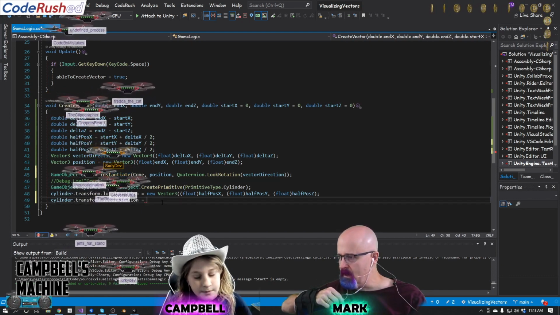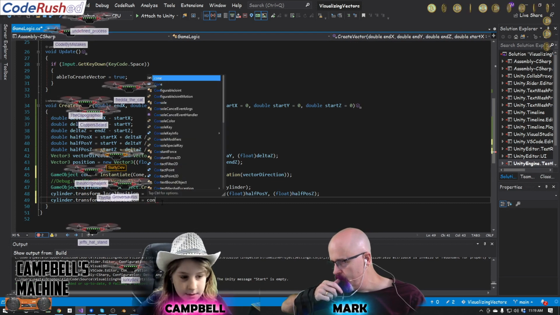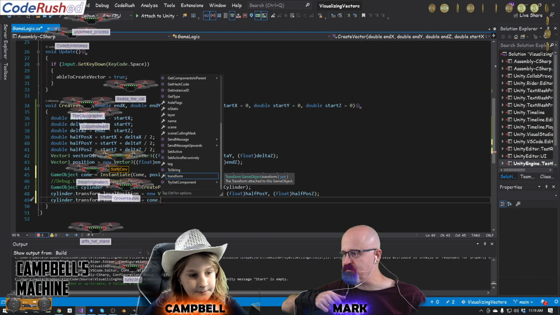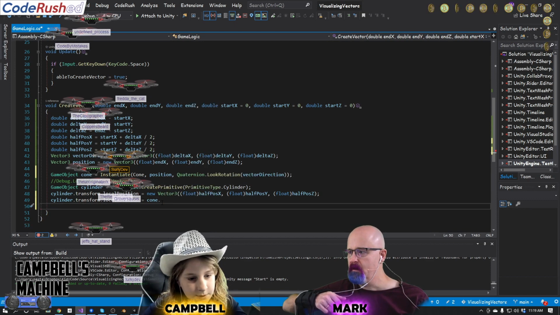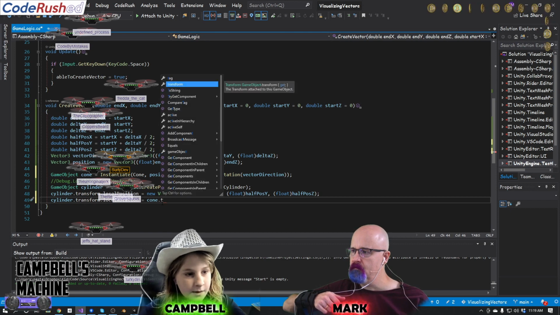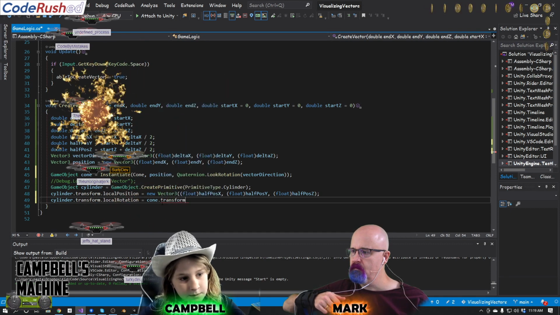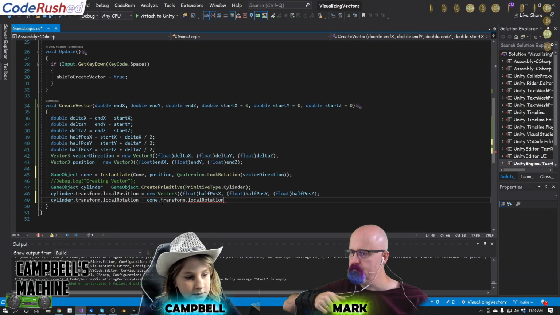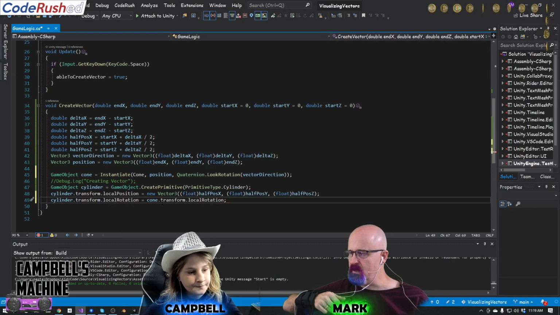Okay, so what do we got? Cone dot something, maybe local, transform dot local rotation of transform. I bet that would do it. I think that would work, Kimball. Transform dot. Save and run.